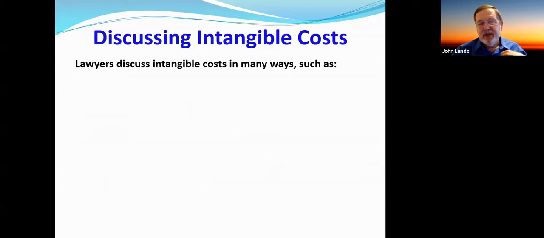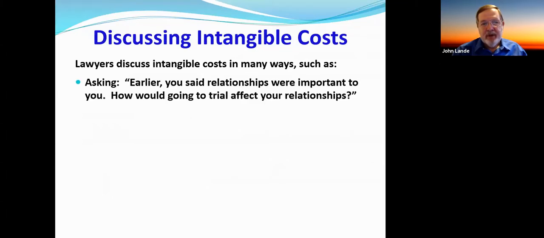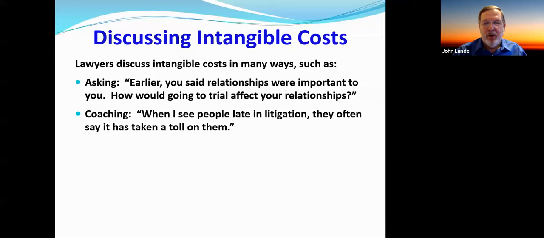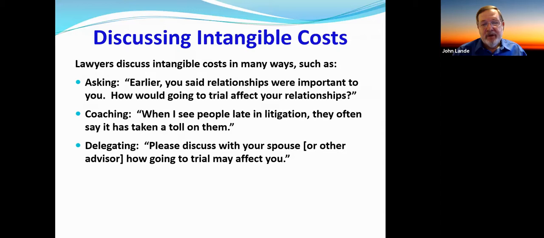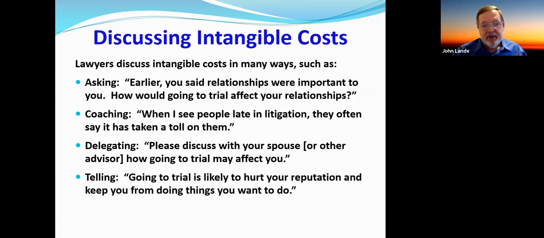So how do you discuss intangible costs? We were talking about that earlier. There are many ways of doing that. You can ask. For example, if the client has told you that relationships were important to them, you can say, you said that relationships were important to you. How would going to trial affect your relationships or your reputation or your feeling of being stressed out, or whatever it is that they've told you? You can coach them. You can say, based on my experience, when I see people late in litigation, they often say it's taken a toll on them. Or you can delegate. You can tell them, please discuss with your spouse or an advisor or people in your business how going to trial may affect you. And you can also tell them going to trial is likely to hurt your reputation and keep you from doing the things you want to do.